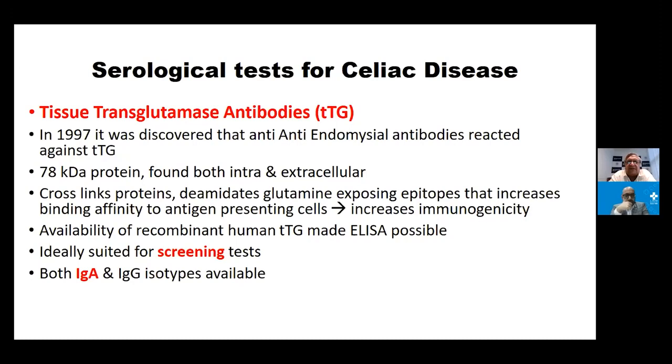Availability of recombinant human TTG made ELISA possible. It is ideally suited for screening. Though both IgA and IgG isotypes are available, IgA isotype has more sensitivity and specificity and is the ideal screening test for the presence of celiac disease.